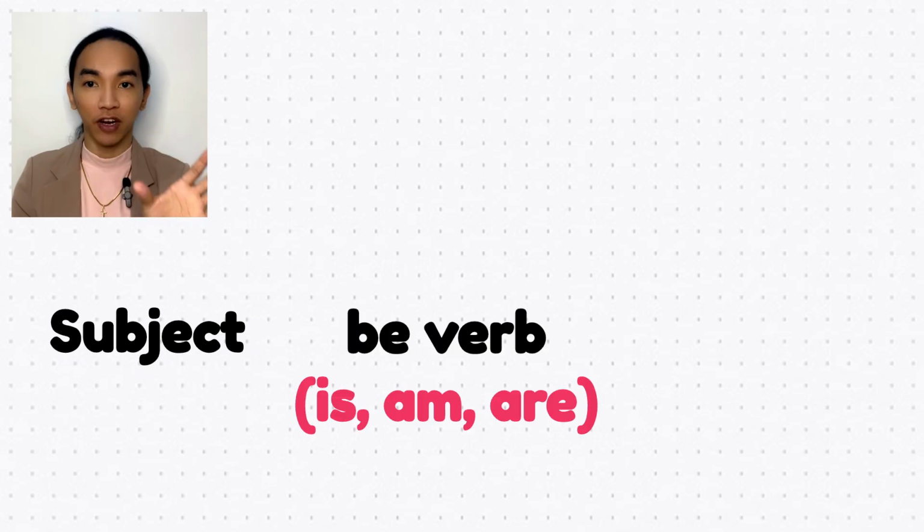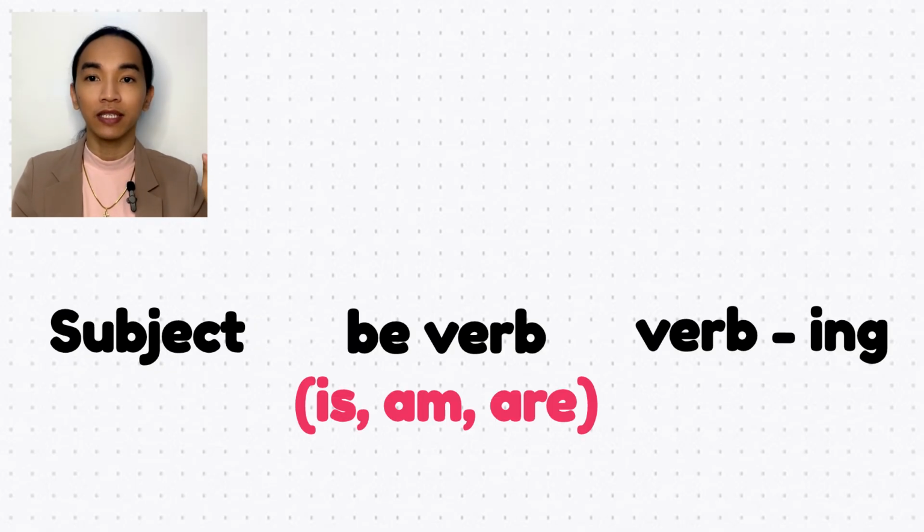So in learning the present continuous tense, we have to understand first how to form or construct the sentence. So let's begin by talking about the form or construction. So first of all, you start with your subject. And then after your subject, you have your be verb. And after your be verb is your present participle, or what we call your verb ing.